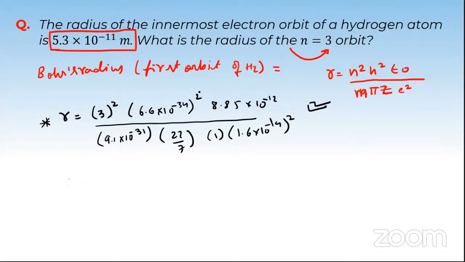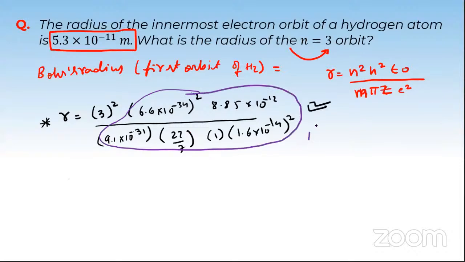Rest of these are constant. This whole term is the same for the first orbit, the second orbit, and the third orbit, because the orbit number is only here. h, epsilon naught, m pi z e square, they won't change. They will always be the same. So from this expression, R is only proportional to n, because all of them are constant.